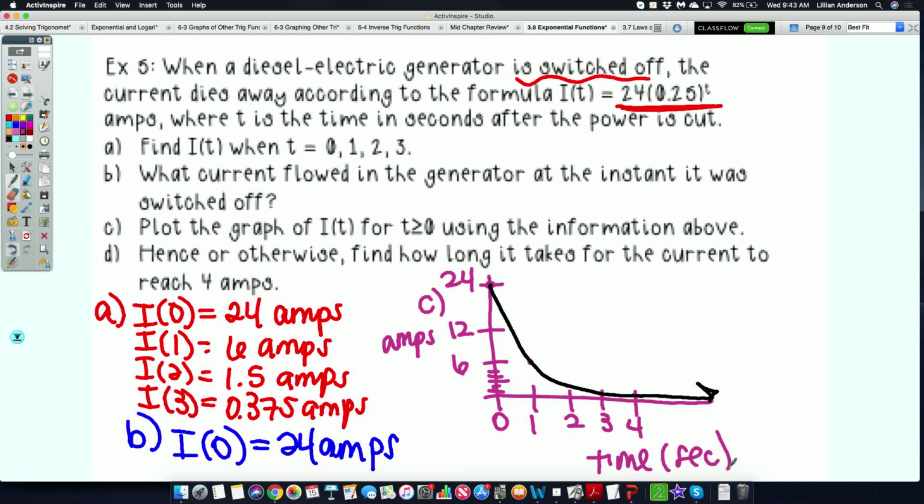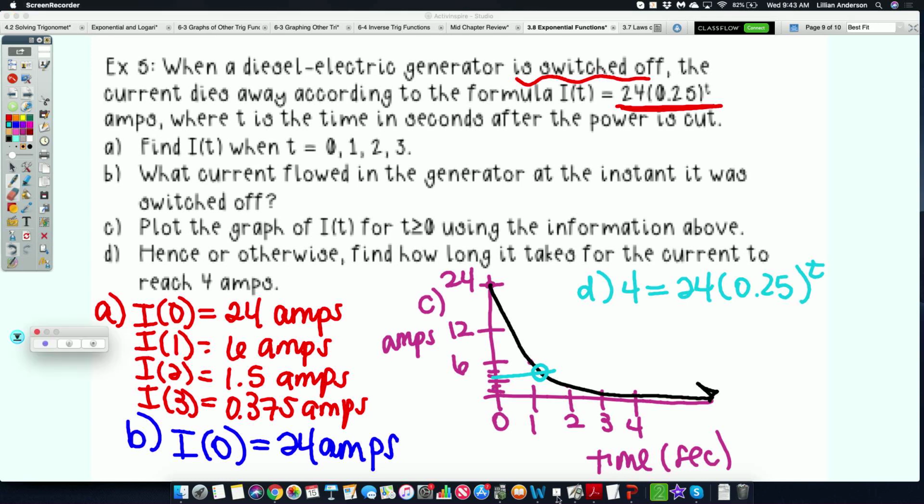So if I'm looking to find how long it takes for the current to reach 4 amps, that technically means I'm looking for this point right here, where they intersect. But I'm going to do that using my calculator because it said or otherwise. So 4 equals 24 times 0.25 to the t power. What's my time? 1.29 seconds. Very good. And if you look at my graph, it was in between 1 and 2, so that's pretty spot on.